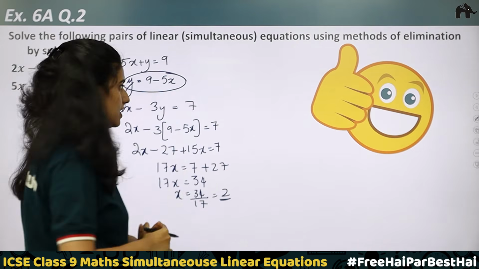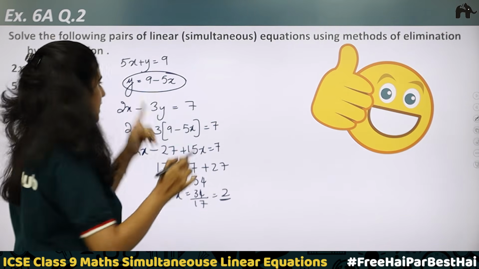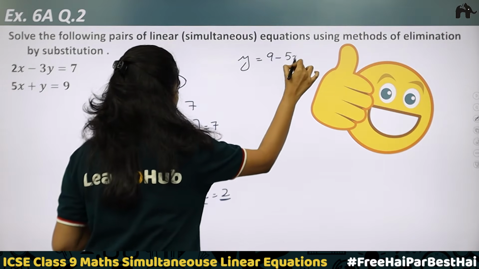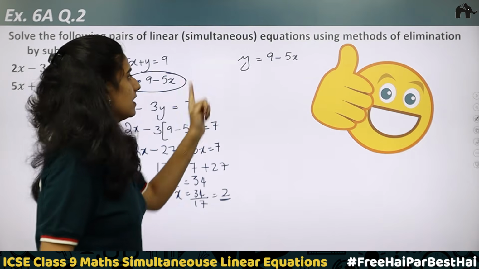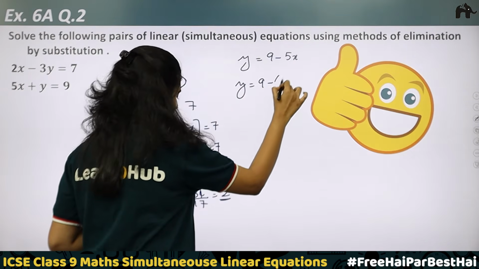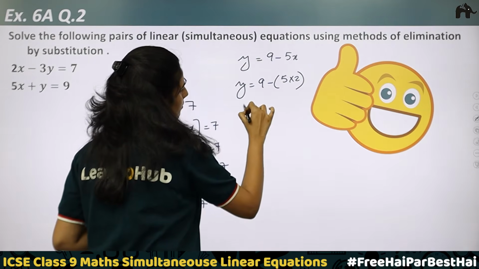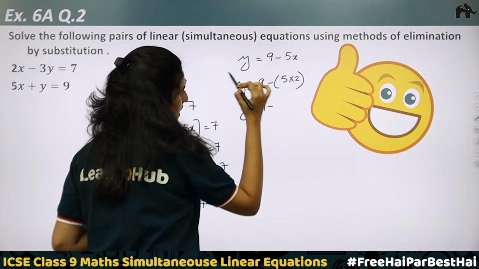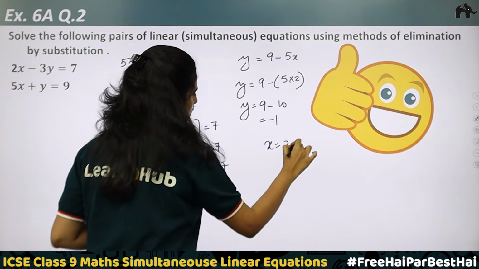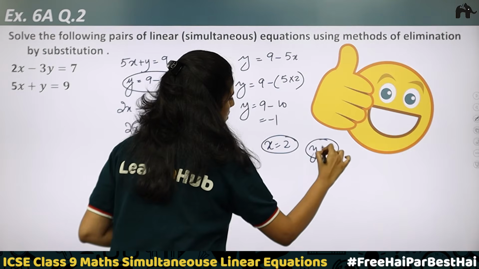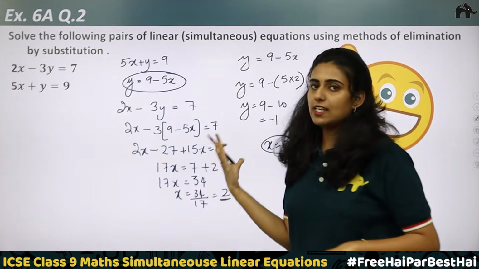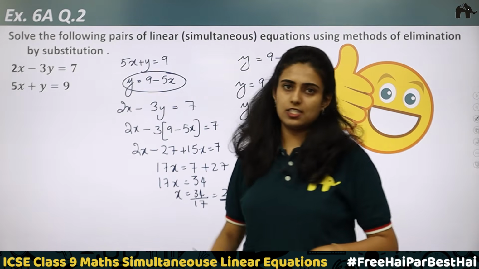We got the value of x. Now we need to find the value of y. Here we have y is equal to 9 minus 5x. Substituting the value of x in the equation, we get y is equal to 9 minus 5 into 2. Y is equal to 9 minus 10, which is minus 1. So x is equal to 2 and y is equal to minus 1. These are the values we get for x and y when you are considering these two equations.